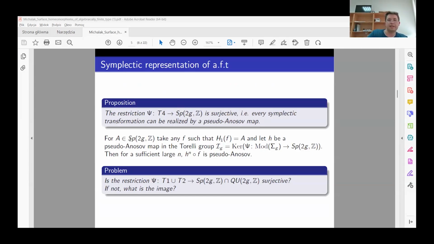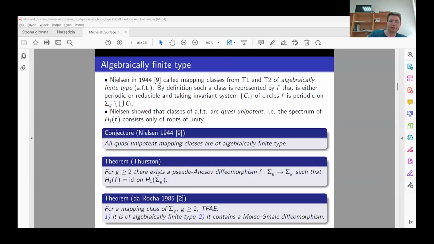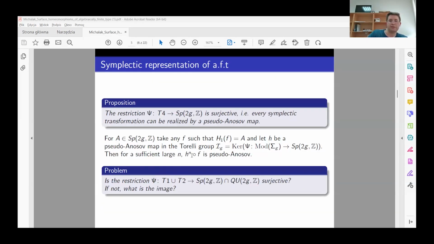In fact, we can take any mapping class which induces a given symplectic matrix A, and then if we compose it with some power of a Thurston example map which induces the identity, then we know that for some sufficiently large power, this map is pseudo-Anosov, and of course, it induces the same transformation as F. So this is an easy proof, but we need to know why this is true.